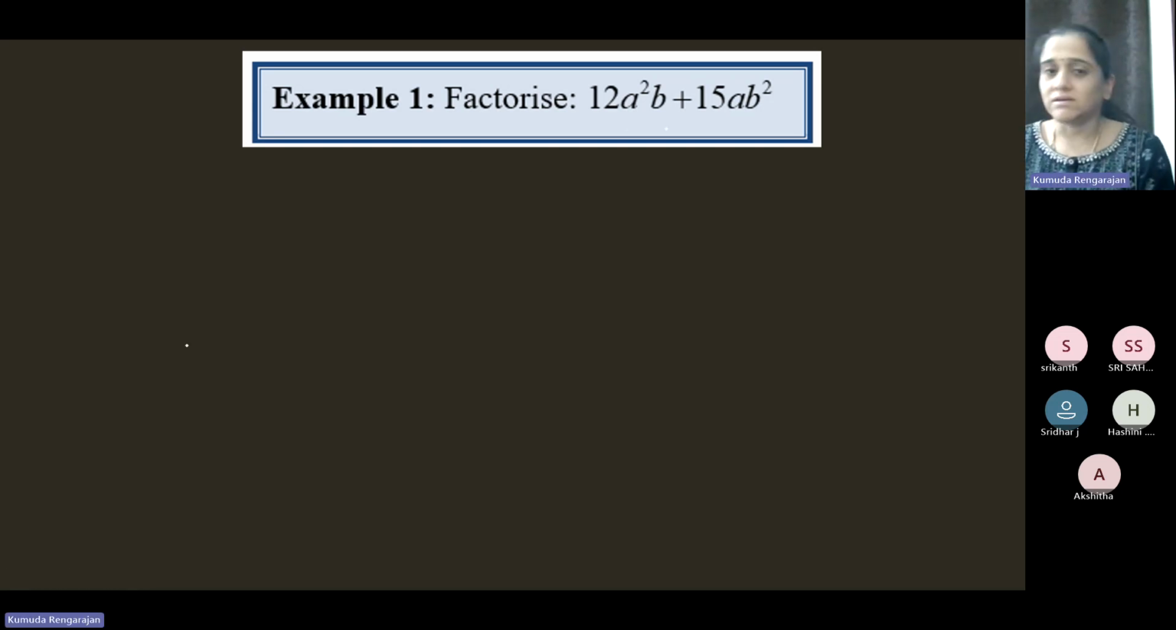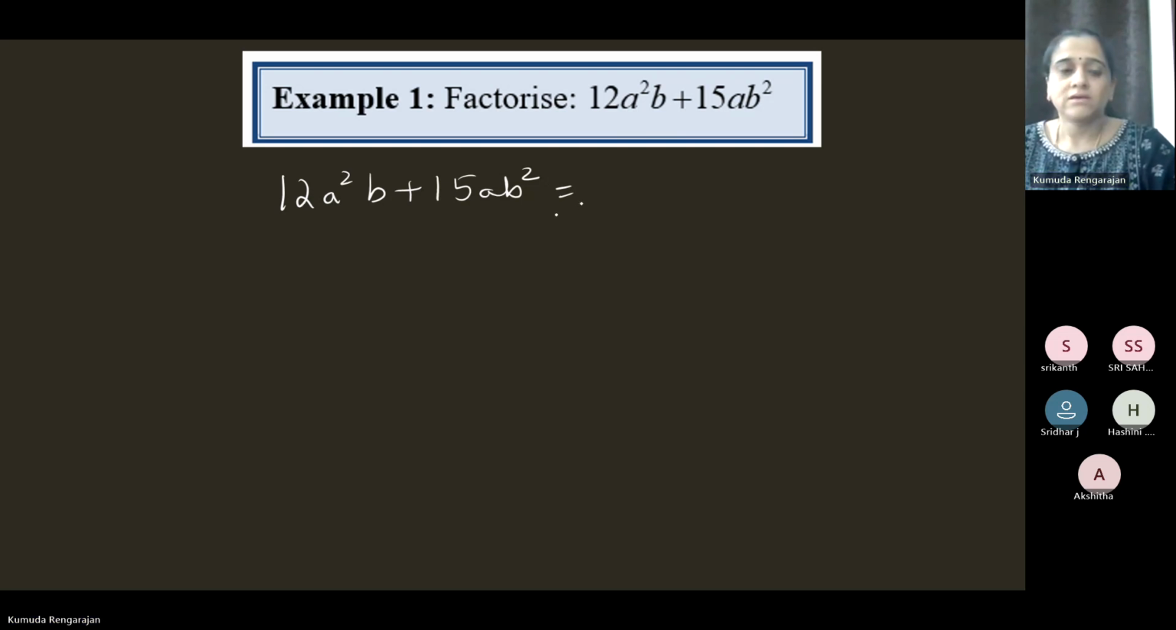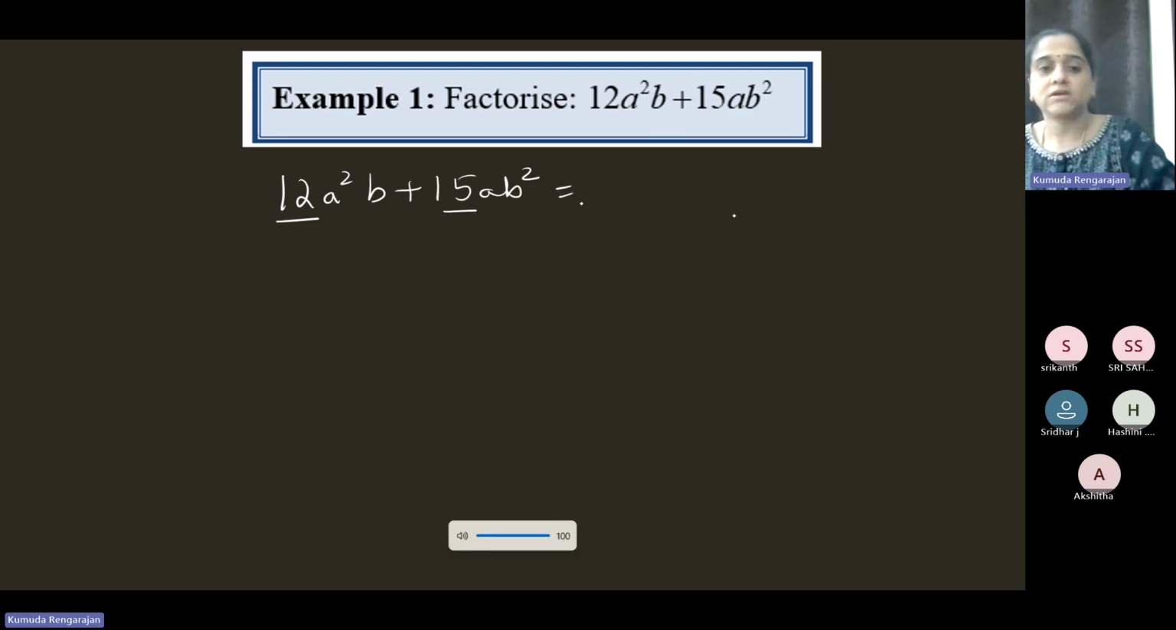So this is the very elementary, very basic way of factorizing. See this expression, 12a squared b plus 15ab squared. This is an algebraic expression. Factorize means write this expression as a product of its factors. Now, what is common? What is the HCF of 12 and 15? The HCF of 12 and 15?